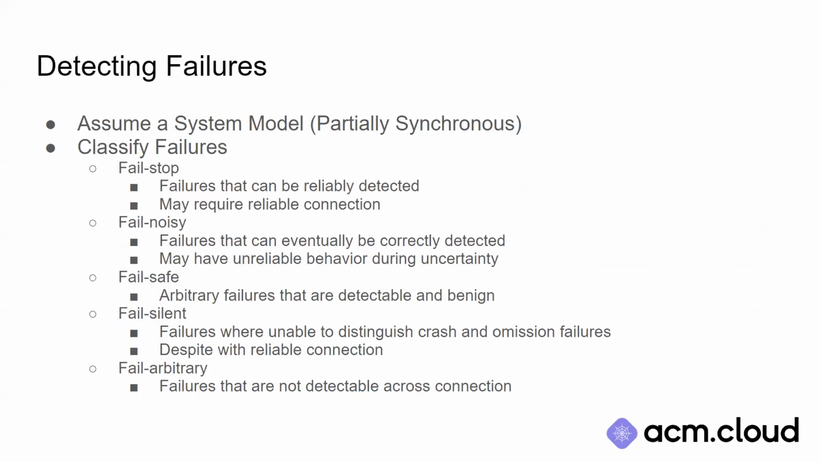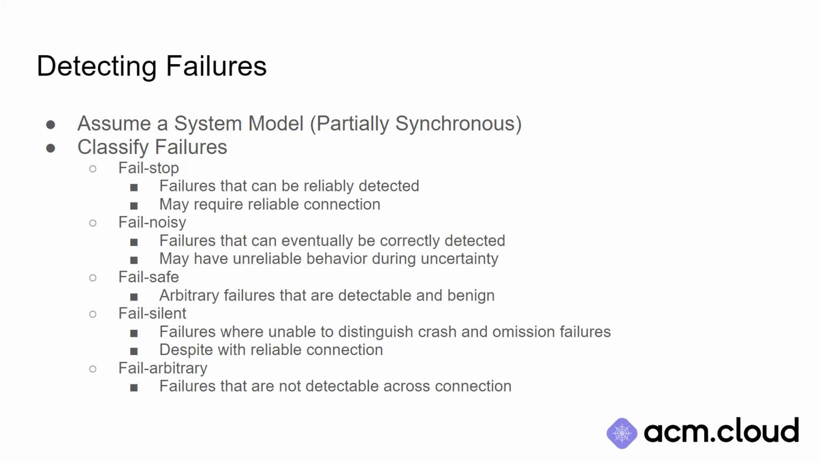Okay, so here I've listed some of the different types of failures that we would experience in a system, assuming it's partially synchronous. We have a notion of fail stop, which is basically where the failure can be reliably detected. We're going to go through a couple examples of all of these in a second. Generally, this requires you to have a reliable connection so that you can reliably hear back from the server, or reliably know in some way that it's not responding.